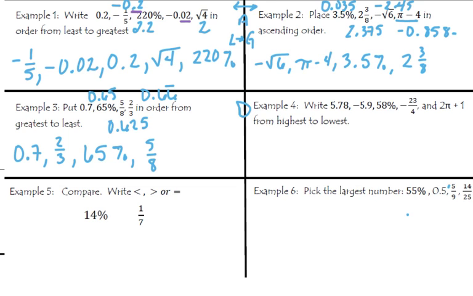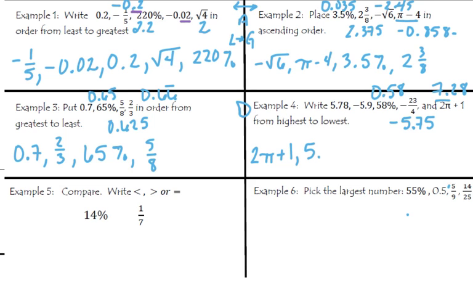So in example 4, we're doing the same thing. We're going to write 5.78, negative 5.9, 58%, negative 23/4, and 2 pi plus 1 from highest to lowest. So again, use your calculator, use your stat key. So 58% is 0.58, negative 23/4 is negative 5.75, and 2 pi plus 1 is about 7.28. So again, we're going from highest to lowest. So my biggest number here, or my greatest amount of money, would be the $7.28. So 2 pi plus 1 would be the biggest number.